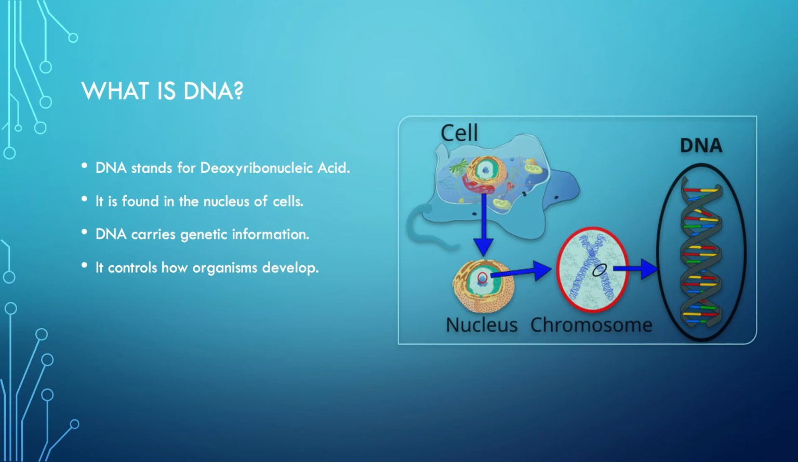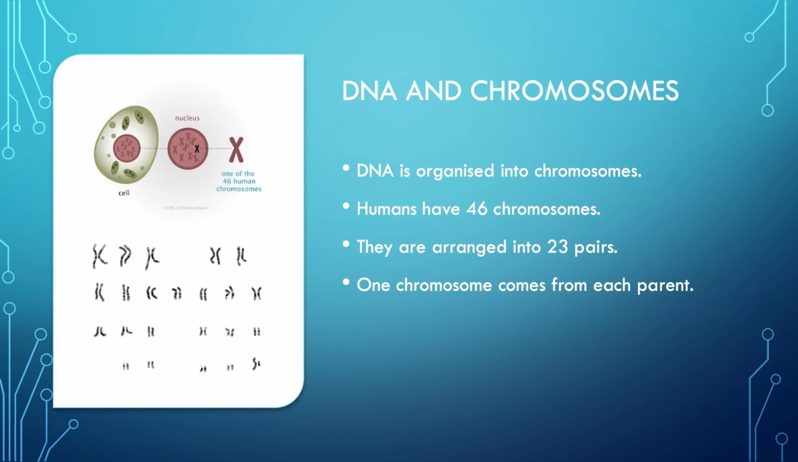Today I am going to talk about DNA, which stands for deoxyribonucleic acid. DNA is a chemical found in the nucleus of cells, and it carries the genetic information that makes each organism develop and function properly. DNA is organized into structures called chromosomes. In humans, there are 46 chromosomes, arranged into 23 pairs. We inherit one chromosome from each pair from our mother and one from our father. This explains why we share characteristics with both parents.